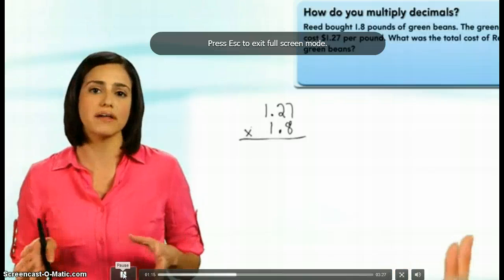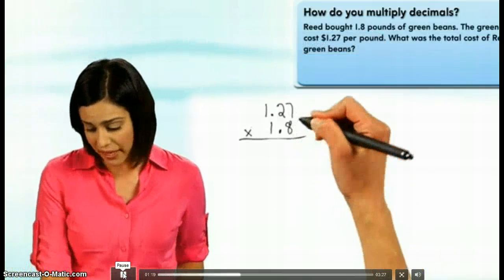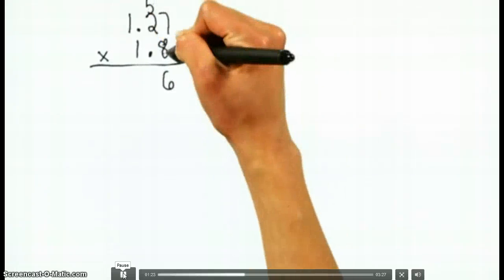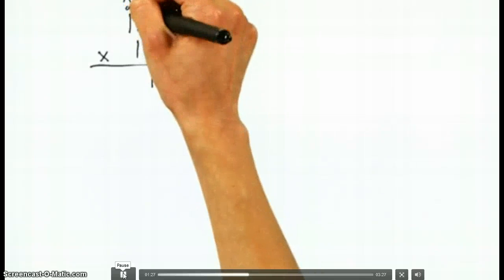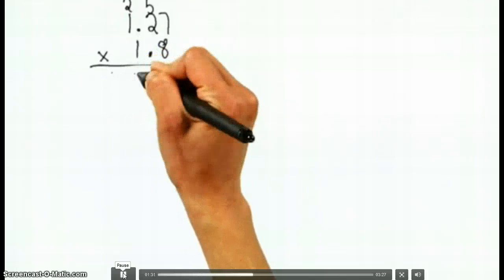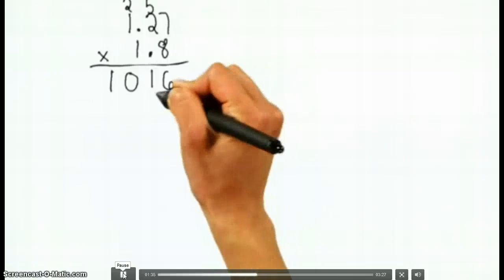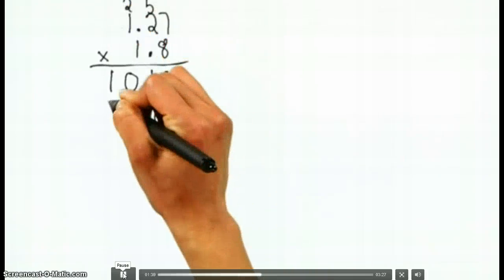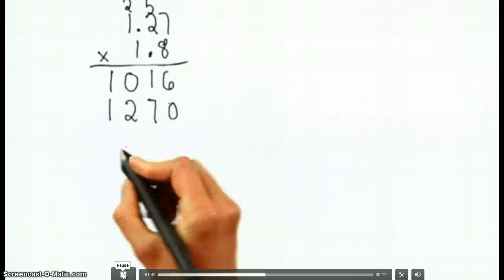So we won't worry about the decimal until we get our product. So 8 times 7 is 56. Write the 5 there. 8 times 2 is 16, and 5, that's 21. 8 times 1 is 8, and 2, that gives us 10. Next, we have 1 times 7, which is 7, 1 times 2, which is 2, and 1 times 1, which is 1. Oh, I almost forgot my placeholder.